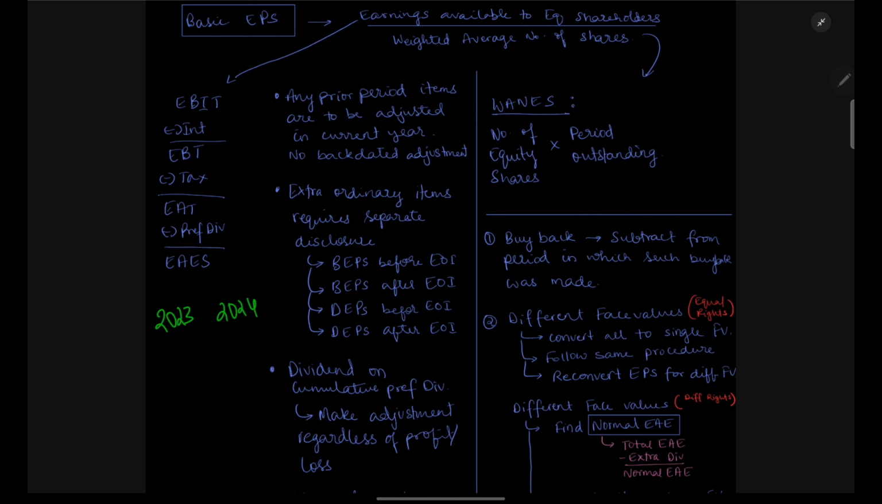According to AS20, you're not allowed to make backdated changes. You cannot make that change back in 2023. You will have to show that change in 2024 itself, and it will form part of the 2024 EPS. You cannot change the previous year's EPS. According to AS20, any prior period items are to be adjusted in the current year, and no backdated adjustments are allowed. So in case any prior period item is present, it has to be adjusted in the current year itself.